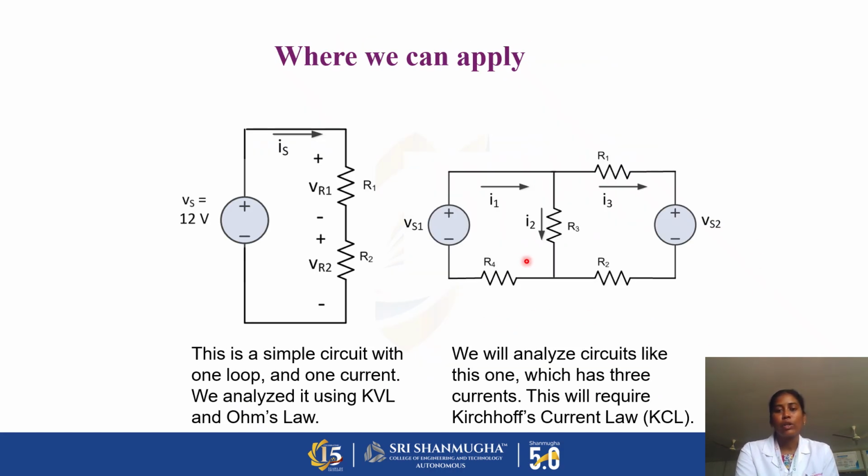So where can we apply this? Whenever we are solving an electrical circuit to find voltage or current, it is very useful to apply KVL and KCL. In this circuit, this is a simple circuit with one loop and one current. If you are applying KVL, we can easily find the respective current for this circuit and the respective voltage across the resistor. In the same way, this is the second circuit. When solving this circuit, we have three currents I1, I2, I3. When you are applying KCL, we can easily find out the I1, I2, I3 values.